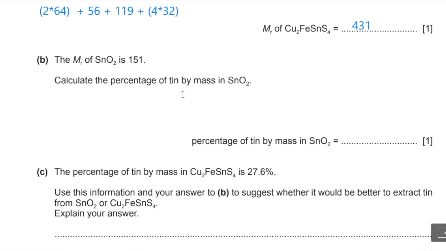Calculate the percentage of tin by mass in tin oxide. Okay, so you divide the atomic mass of tin by the formula mass of the compound, and then multiply it by 100. That would be 119 over 151, and multiply the answer by 100, which gives the answer as 78.8%.